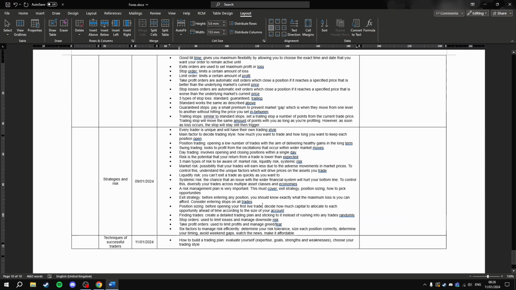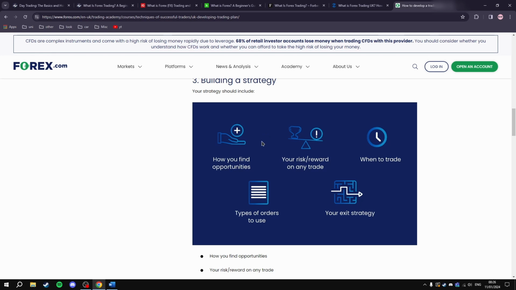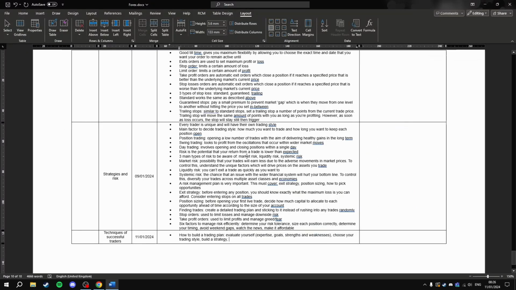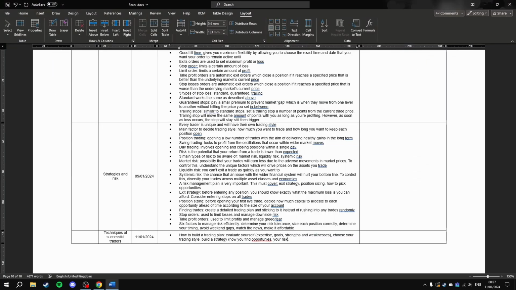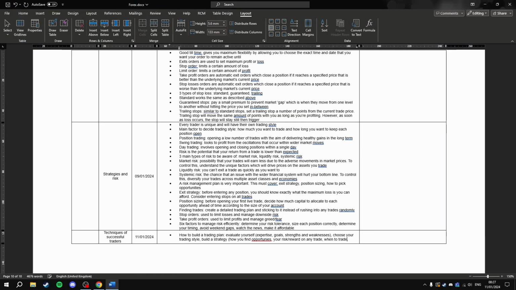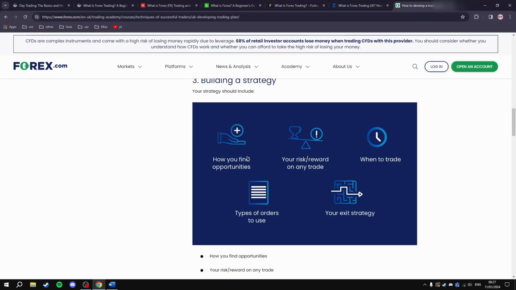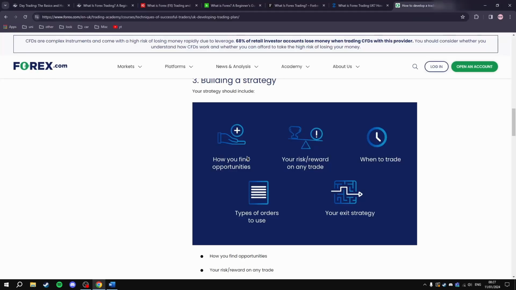3. Build a strategy. Your strategy should include how you find opportunities, your risk rewards on any trade, when to trade, types of orders to use, and your exit strategy.